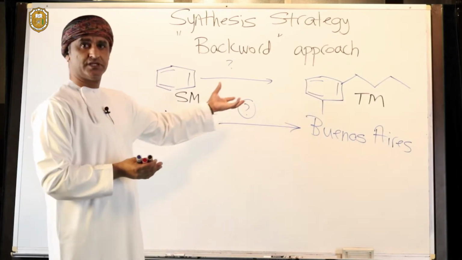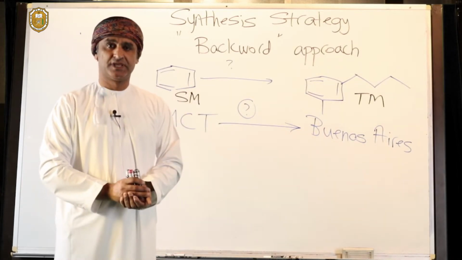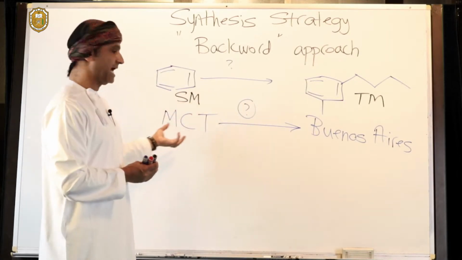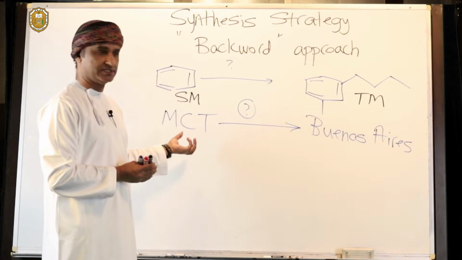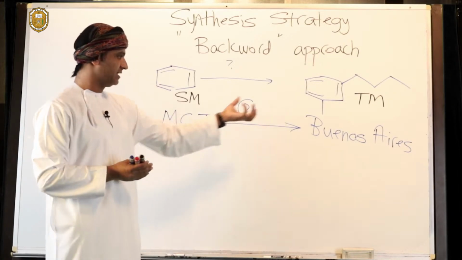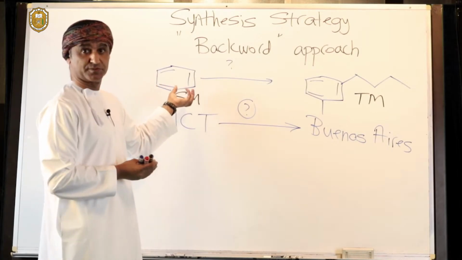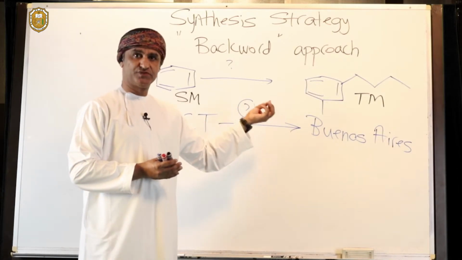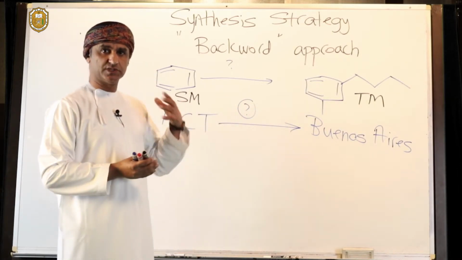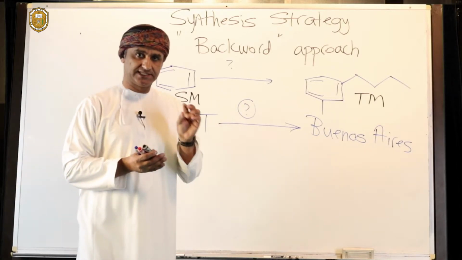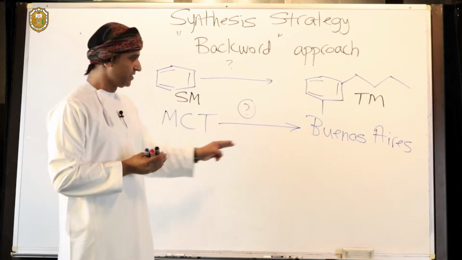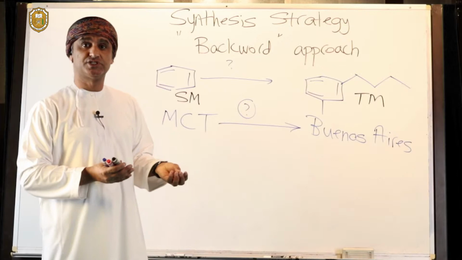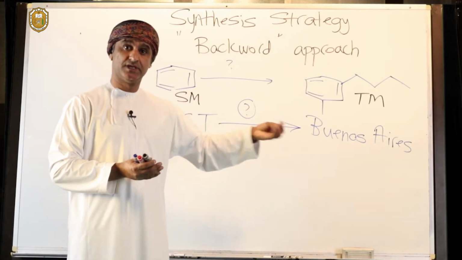This is very similar to our synthetic questions. How do we take a starting material to a target molecule is analogous to a departure point to a destination. So this is our departure, that's our destination, or the target molecule. So the question is, how do we go to Buenos Aires from Muscat? What we need to do is look at a city between these two cities which is closer to Buenos Aires, in other words, a city from which we can fly to Buenos Aires.